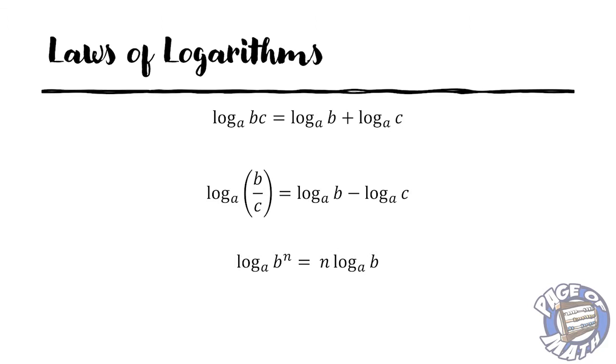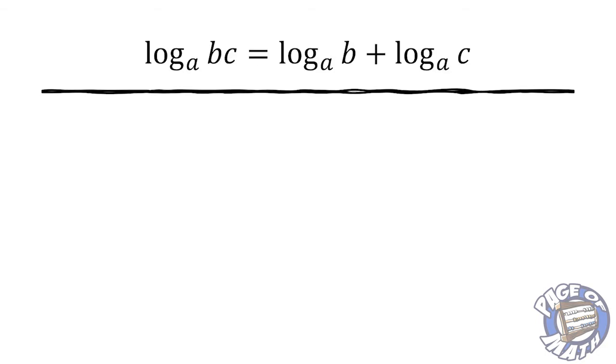This lesson is based on the laws of logarithms, and we have three laws written here. The log of any base of b times c is the same as the log of b plus the log of c. The log of any base of b divided by c will be the same as the log of b minus the log of c. And the log of b raised to the power of n will be the same as n multiplied by the log of b. Now let's look at each of those laws one by one and explain how those laws came about.